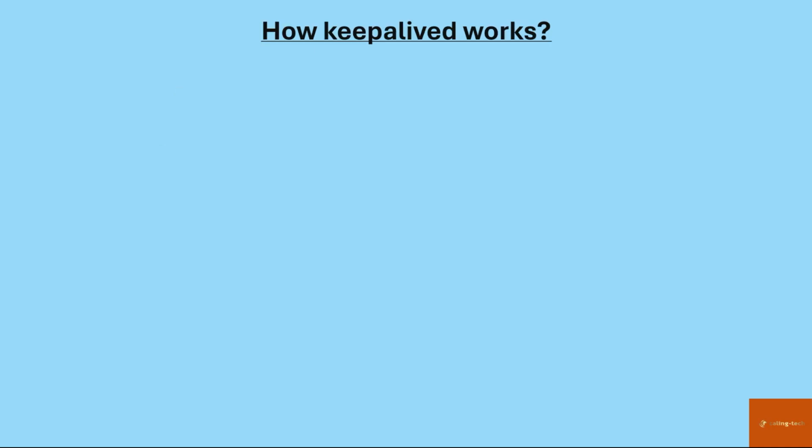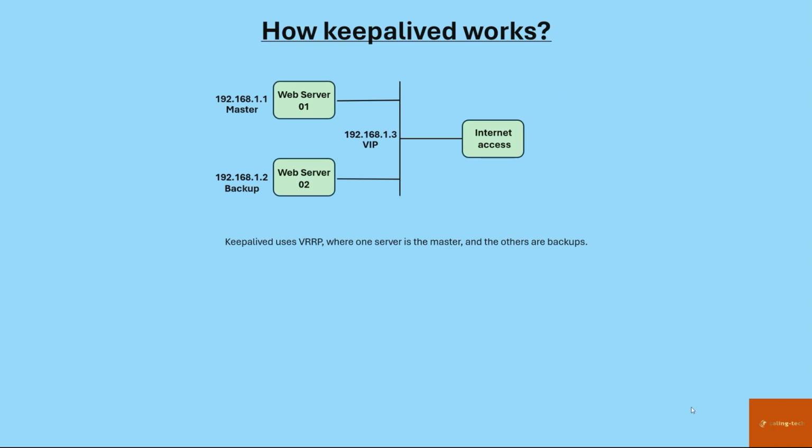So how keepalived works. Okay, so here we've got a topology overview of a web server 01 and web server 02, and we can say that the internet access is a PC on the right here. Now, keepalived uses VRRP, where one server is the master and the others are backups. So here, as we can see, we've got web server 01 is the master, and the backup is web server 02. The master server manages this VIP address that I've got assigned here as 192.168.1.3 until a failure occurs.